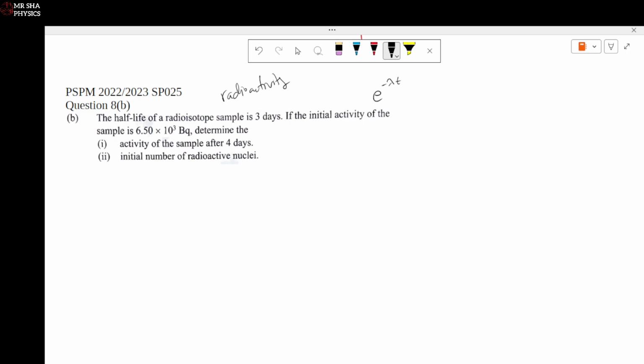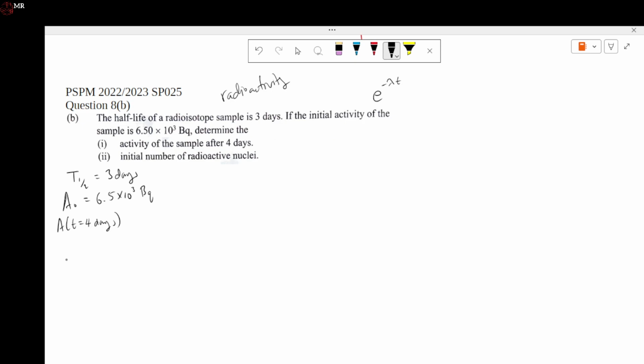The half-life of a radioisotope sample is 3 days. So I'll have half-life is 3 days. If the initial activity of the sample is 6.5 times 10 to the power of 3 becquerel, determine the activity of the sample after 4 days. So I'm looking for activity at t equals 4 days. For the first part, we should be able to maintain everything in just days.